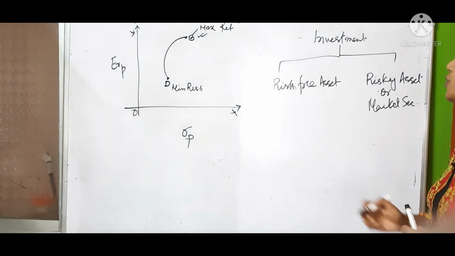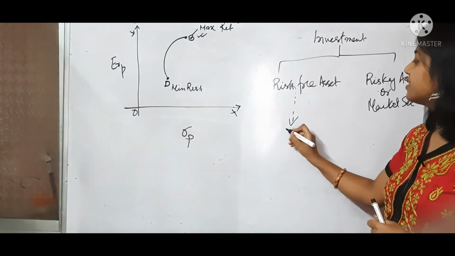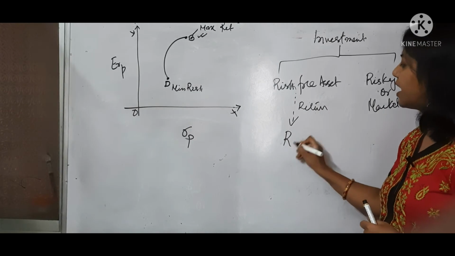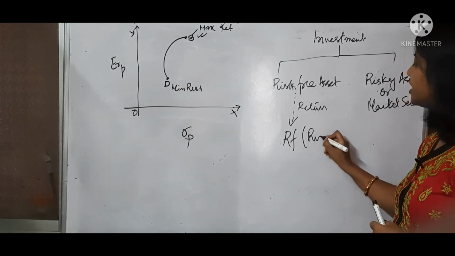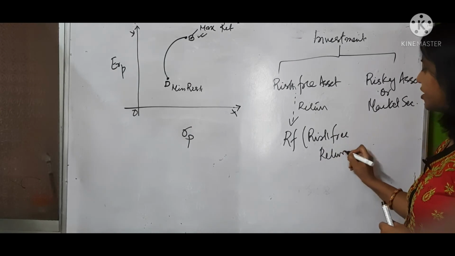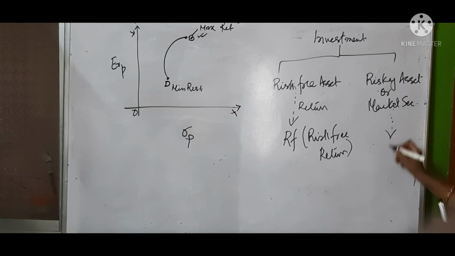Now listen carefully: when you invest in risk-free assets, you get some return. Obviously you will get a return, and that return is denoted by RF, which is known as the risk-free return. I denote it by RF. And when you are investing in market securities, or risky securities, you are getting a return called RM, which is known as the market return.